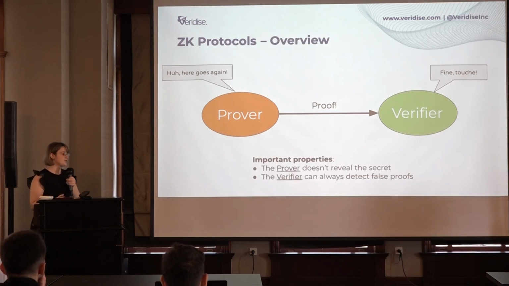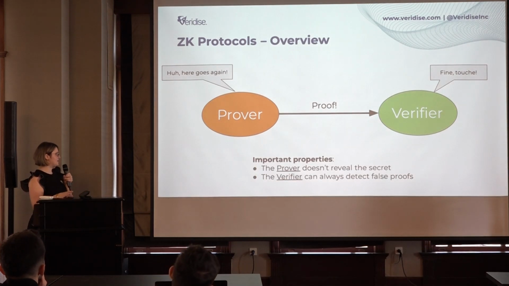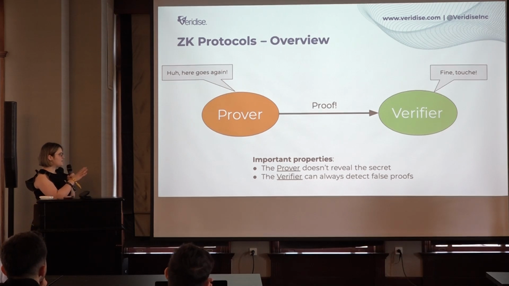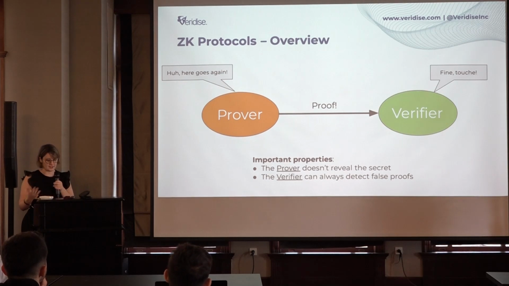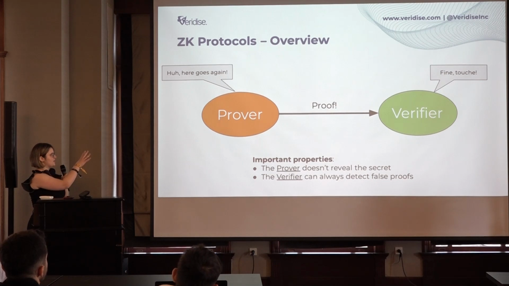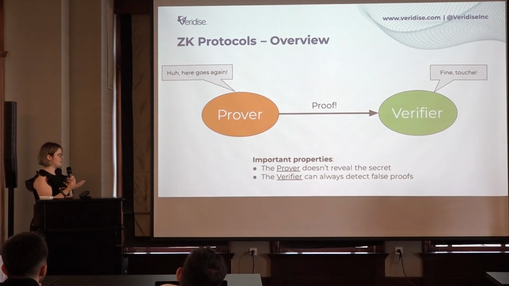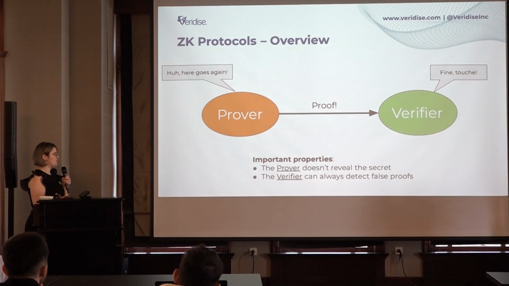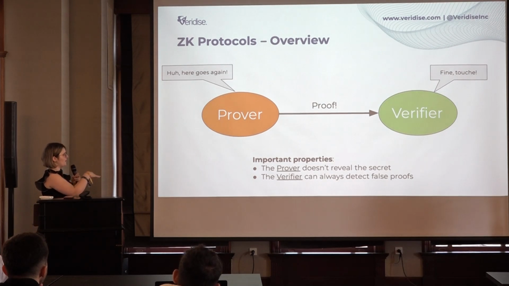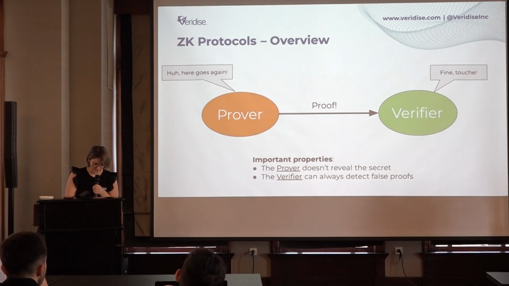There are two important properties of these two entities. The prover doesn't have to reveal the secret, so the proof you see on this arrow actually encodes the secret. And also the verifier can always detect false proofs, so the prover cannot cheat the verifier if they don't know the secret.